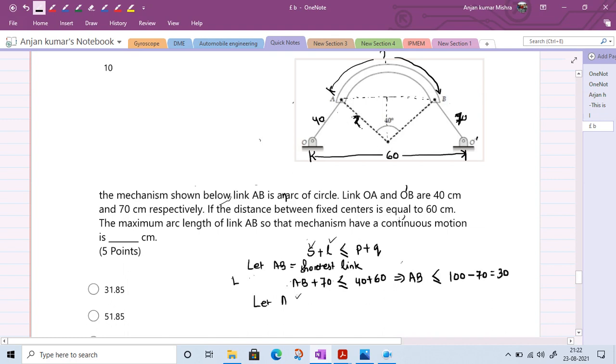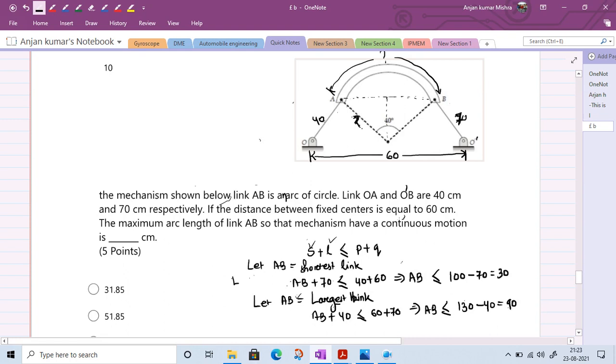Let AB be the largest link. Then AB plus the shortest one, which is 40 here, is smaller than or equal to 60 plus 70. So AB must be smaller than or equal to 60 plus 70, that is 130 minus 40, which is equal to 90 here.